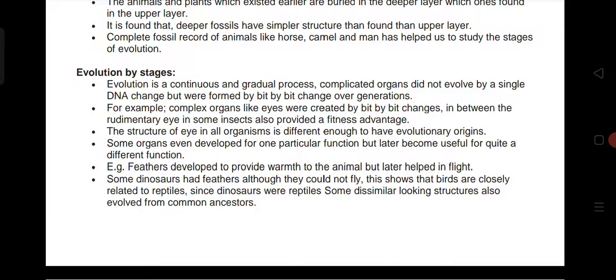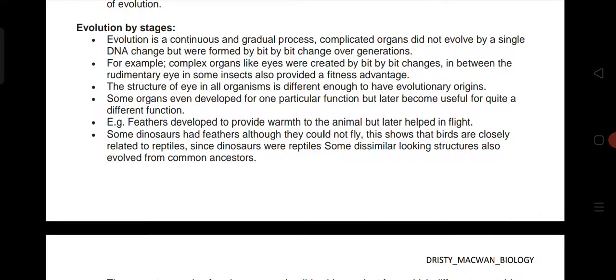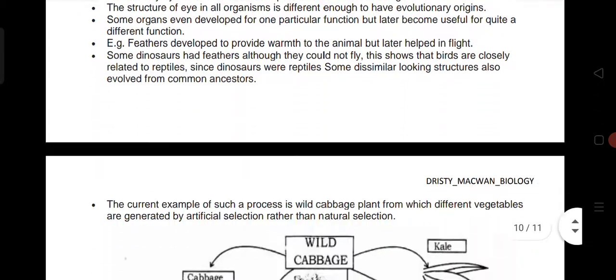Such as the feathers, right? So there were several structures which were the same between the different levels of organization, right? And the example seen over here is of the feathers.